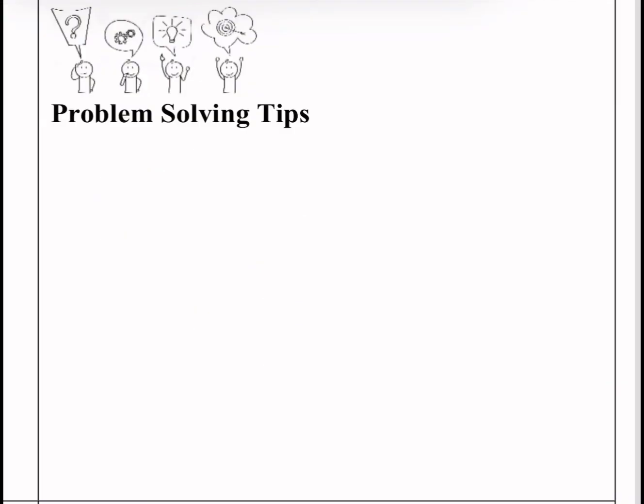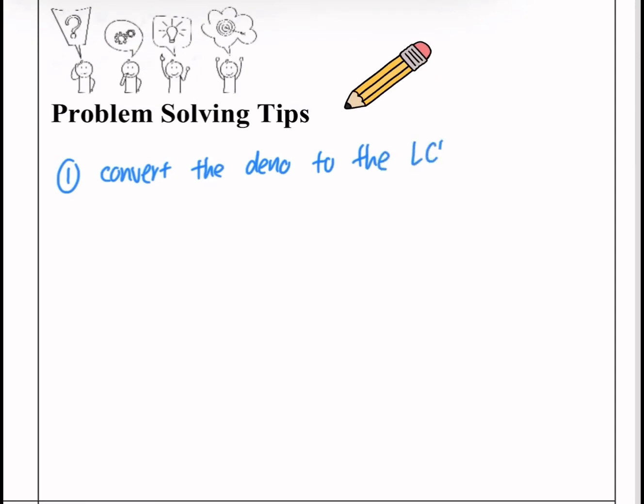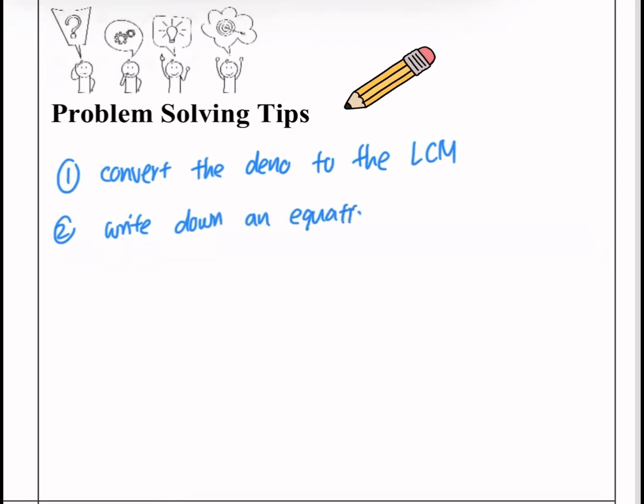Okay, next, let's recap what we just did. The first step to solve this kind of question: we converted our denominator to the lowest common multiple. In our case, it's 15. After that, we write down an equation based on your numerator.